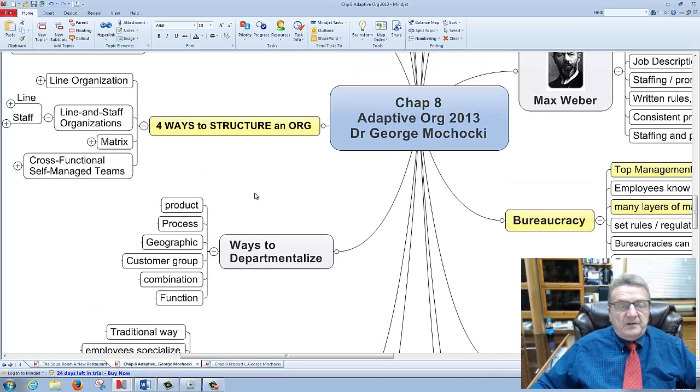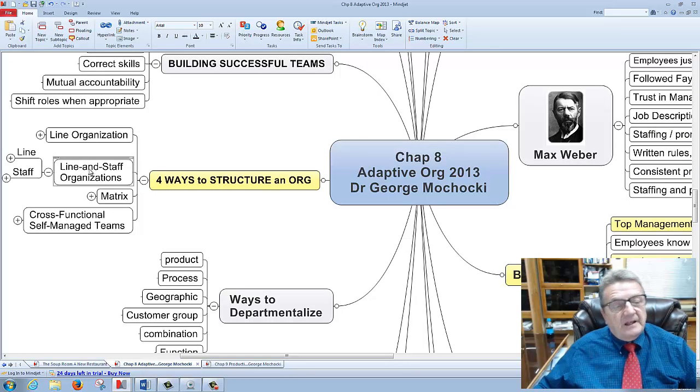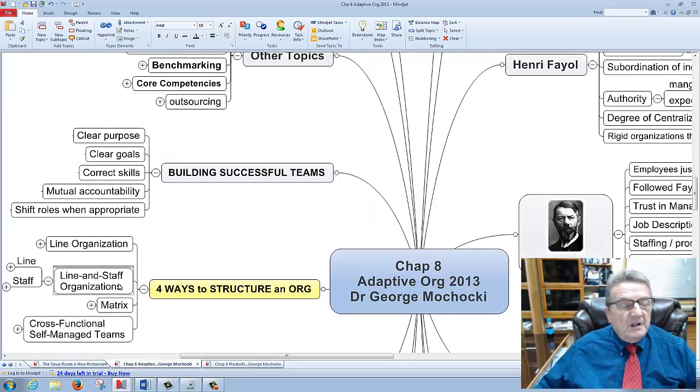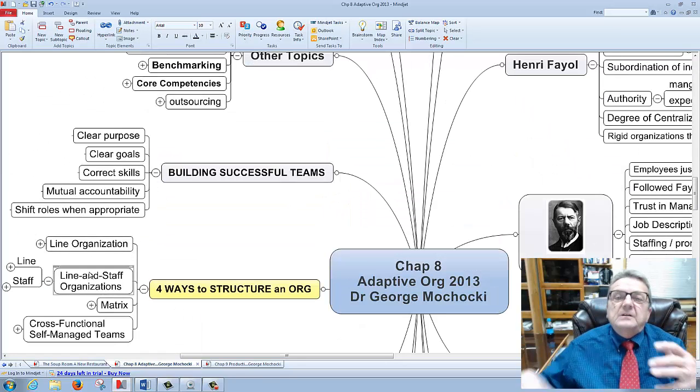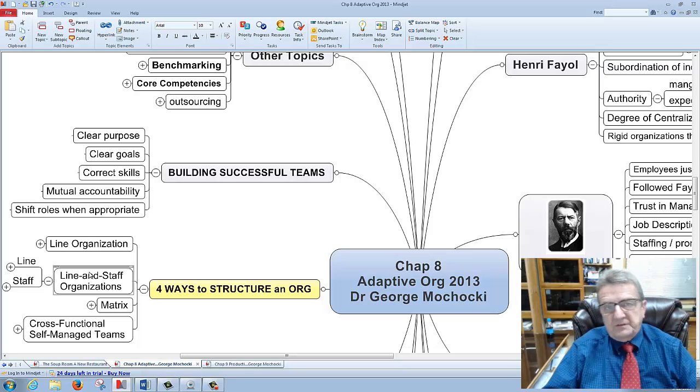Real quickly, okay, so that's how you departmentize. There are four ways to structure an organization: line and staff, matrix, and cross-functional. Most organizations utilize different ones, depending on the department. As you get smaller, it's usually line and staff. You're the boss and somebody else is working for you.